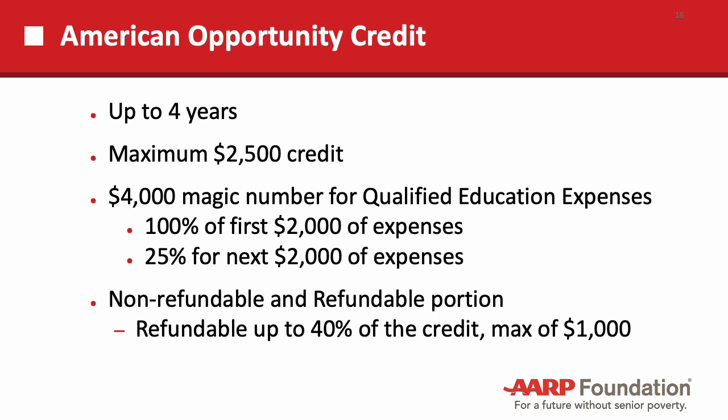Now, the American Opportunity Credit has a non-refundable and a refundable portion. The refundable portion can be up to 40% or $1,000 of the credit. You may remember from the Introduction to Federal Income Tax Law video that refundable credits are very valuable because the taxpayer can get a refund even if they don't have a tax liability, or if they had a tax liability but it was wiped out by other credits.